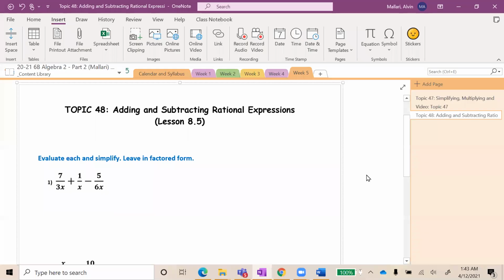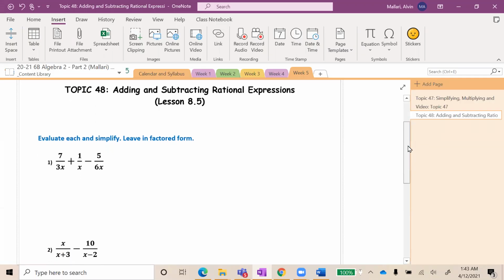All right, moving on to topic 48, adding and subtracting rational expressions. So we're tasked to evaluate each and simplify, and we are going to leave our answer in factored form. Now remember, just like working with regular fractions, you need to have the same denominator before you can add or subtract.